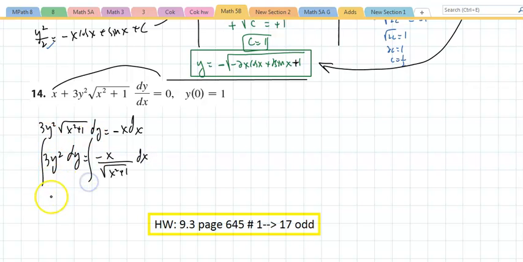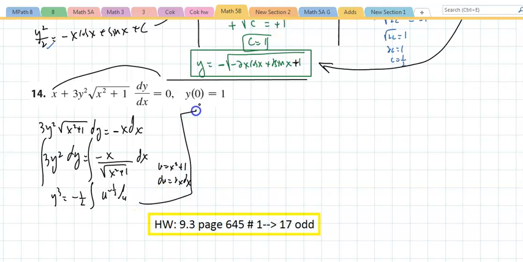If I integrate, I'm going to get y cubed equals, and for this I'm going to let u equal x squared plus 1, du is 2x dx. So this is negative 1/2 the integral of u to the negative 1/2, right? So this says y cubed equals negative 1/2. Add 1 to the power, divide by that. Y cubed equals negative the square root of x squared plus 1 plus c.